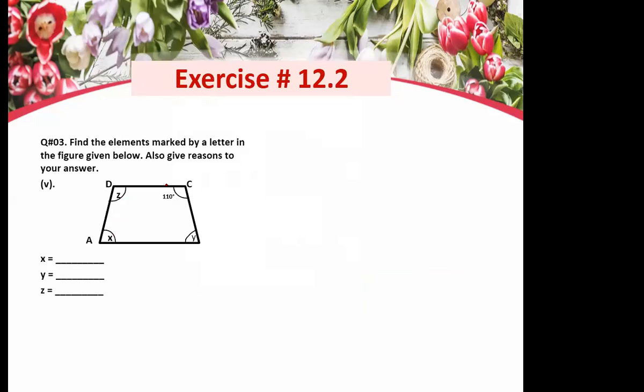Here, what you have to find out is only elements X, Y, and Z. Now, which is X? This one is X, this is Y, and this is Z. Means only you have to find out angles here, no sides. You simply have to find out the angles. But before that, you have to identify which kind of quadrilateral this is. Please write it down in the chat box. Which kind of quadrilateral is this?